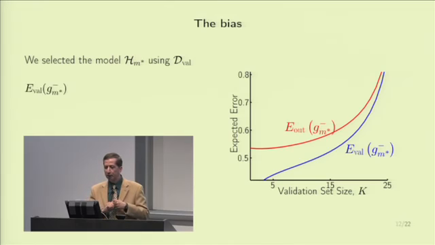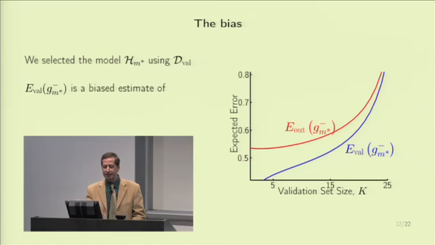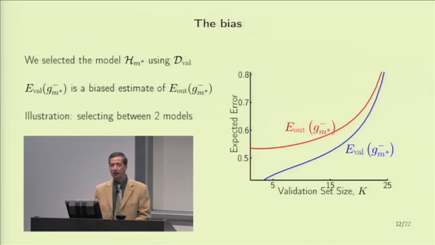Okay. So the expected value of this fellow is now a biased estimate of the ultimate quantity we want, which is the out-of-sample error. Okay. So the E_val, the sample thing, is biased of that. And we would like to evaluate that. Okay. So here is the illustration on the curve, and I'm going to ask you a question about it, so you have to pay attention in order to be able to answer the question.